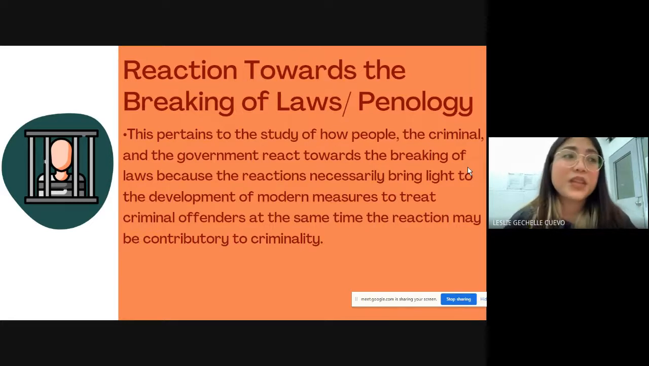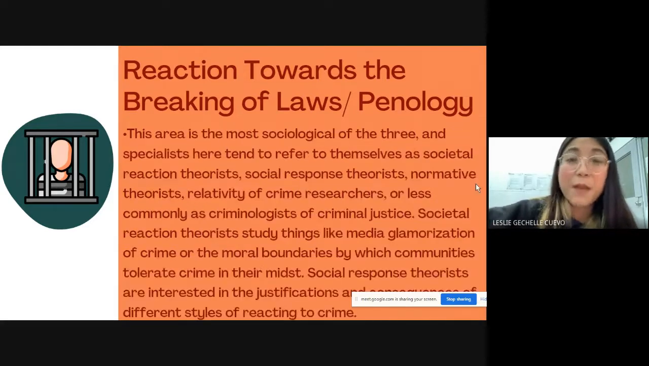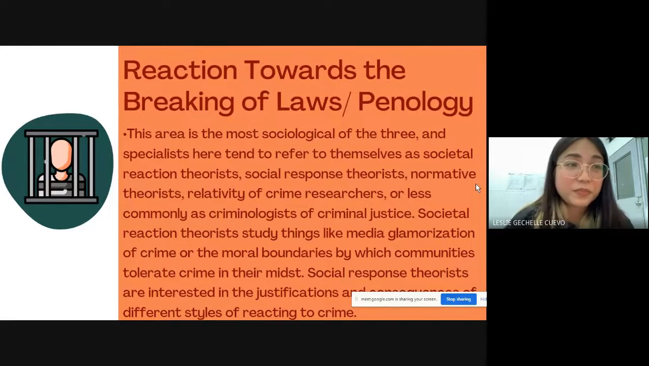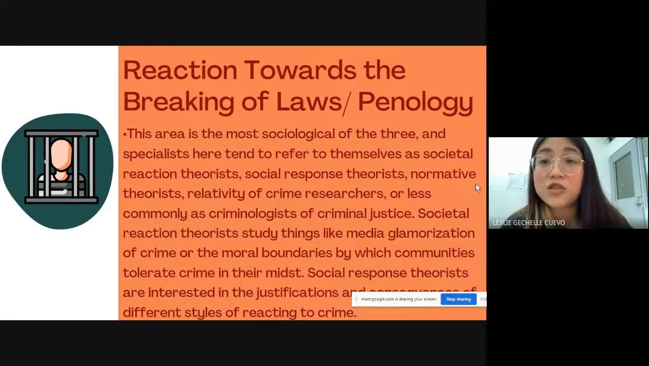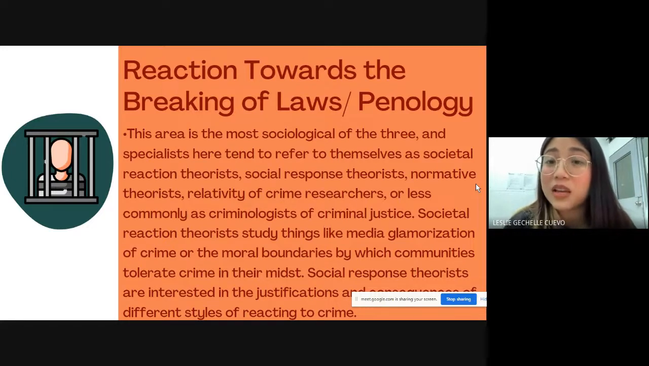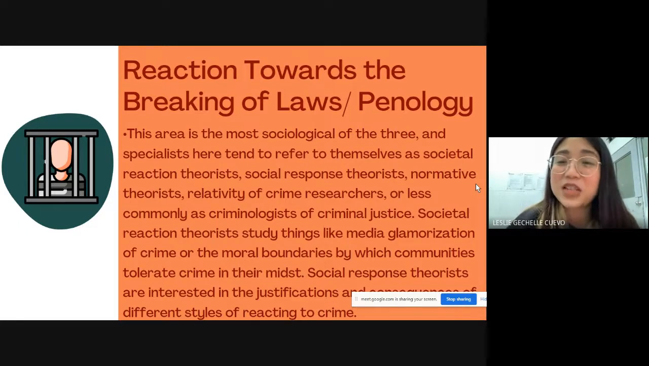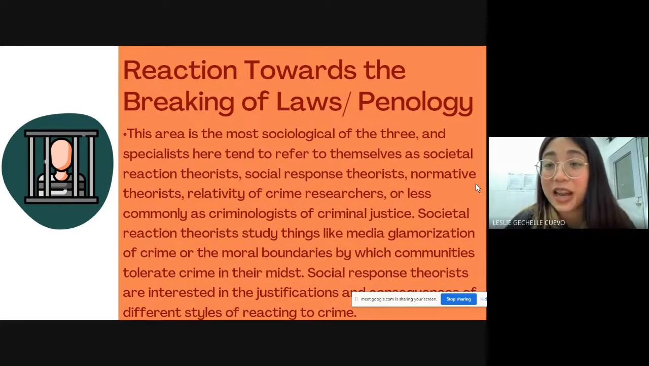So this area is the most sociological of the three. Bakit sociological? Kasi it involves other members of the society. And specialists here tend to refer to themselves as societal reaction theorists, social response theorists, normative theorists, relativity of crime researchers, or less commonly, as criminologists of criminal justice.